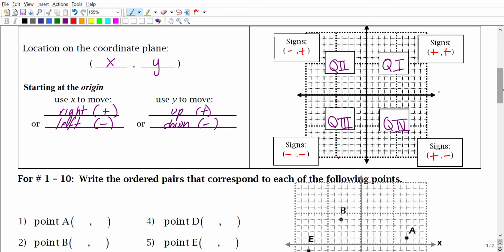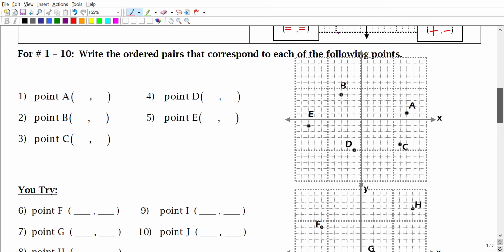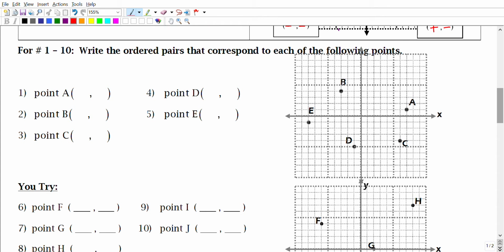All right, so let's use that in order to identify a few ordered pairs in this next problem. Numbers 1 through 10 say, write the ordered pairs that correspond to each of the following points. We see all of our points on our coordinate plane, so let's write the ordered pairs for the first 5 problems. Let's take a look at point A. For point A, starting at the origin, always start there, try to get to point A. We want to end up here. Once again, we always have our x value first, then our y value.